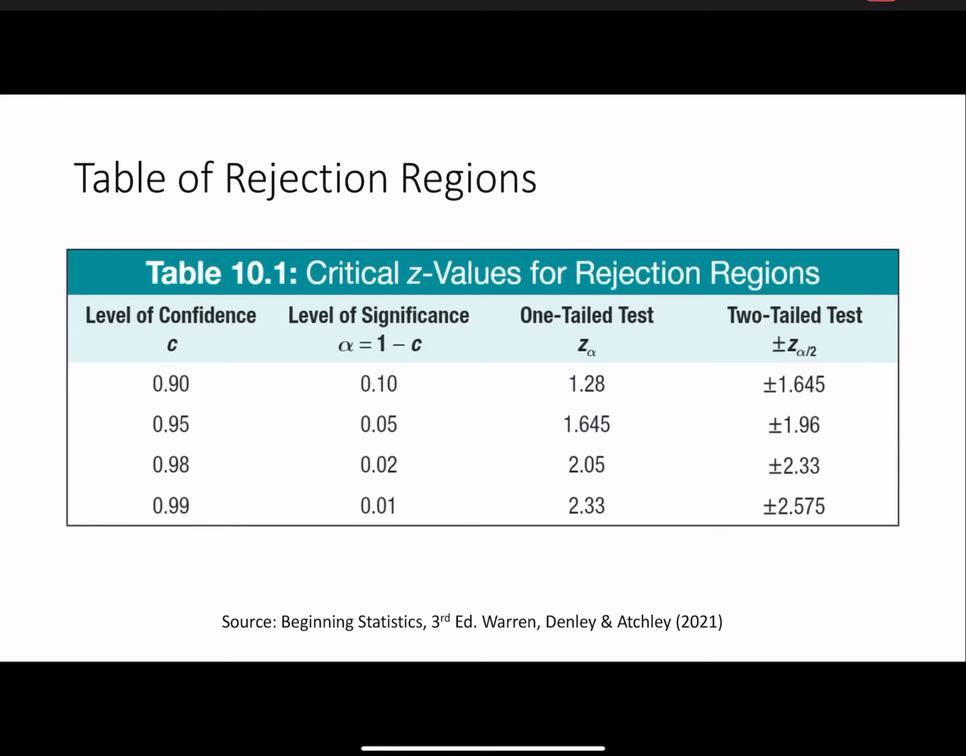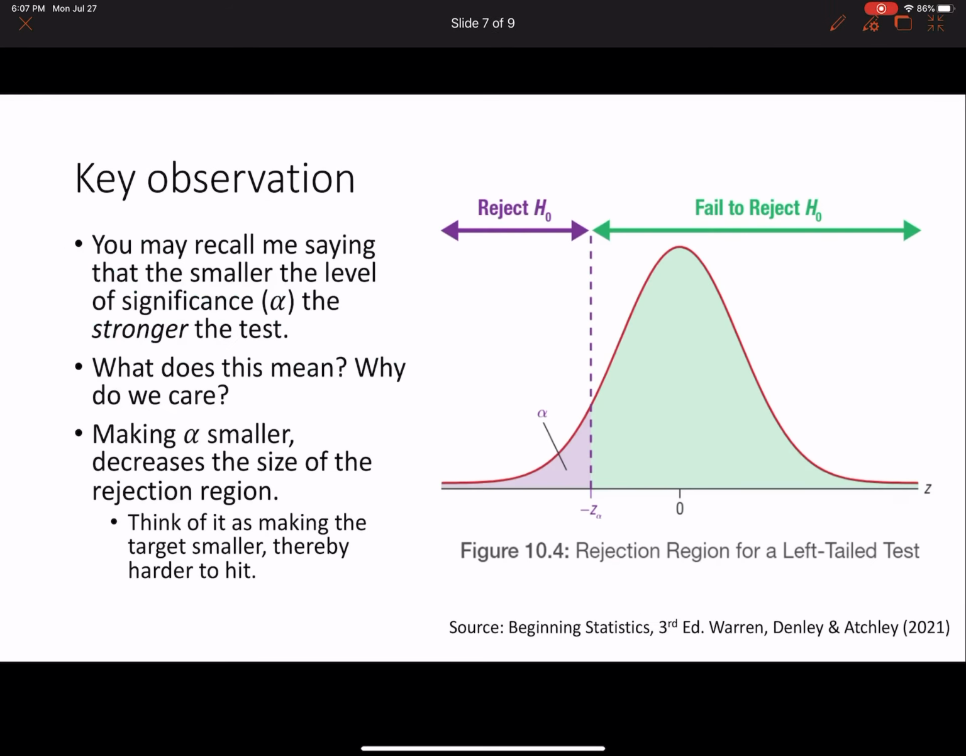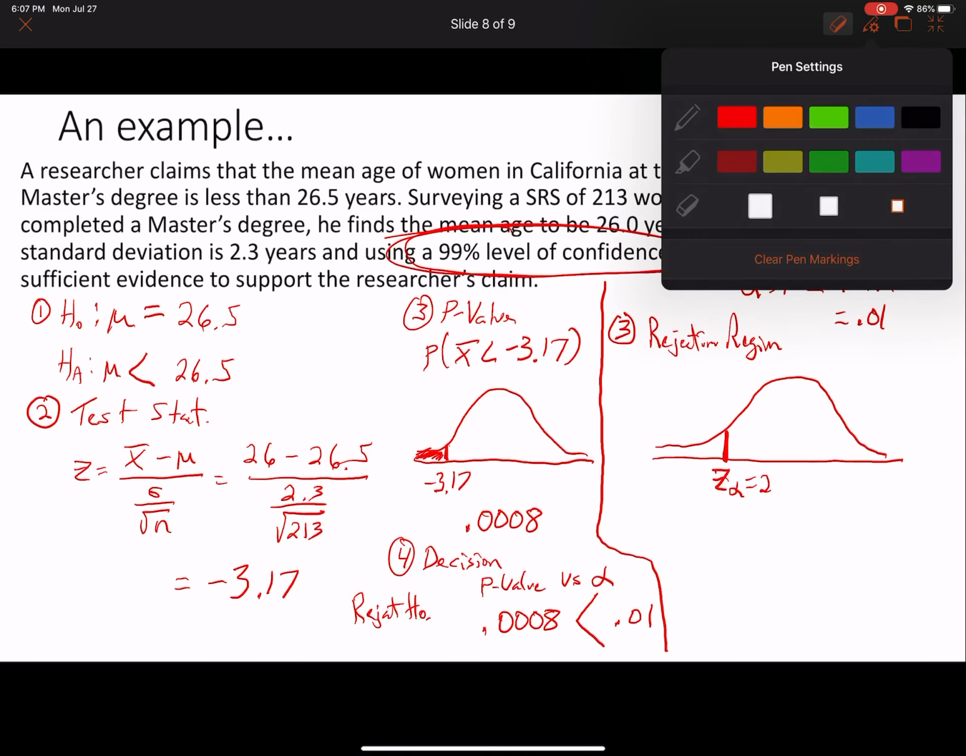Here's the chart. What we're looking for is the level of confidence to be 0.99. Therefore, for the one-tailed test that I'm dealing with, the z alpha level is going to be 2.33. So that's what we're looking for to study in this particular example. Okay, so let's go back. That means this value should be negative 2.33.